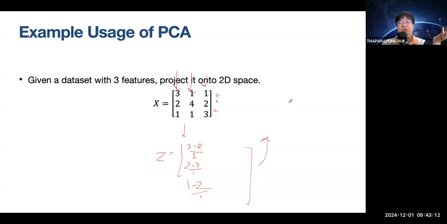Oh, you have to do this one first, right? 1 over n minus 1. So in this case, n is 3, so it's 1/2. And then you do the C transpose times C, right? And then you find the eigenvector and eigenvalue.